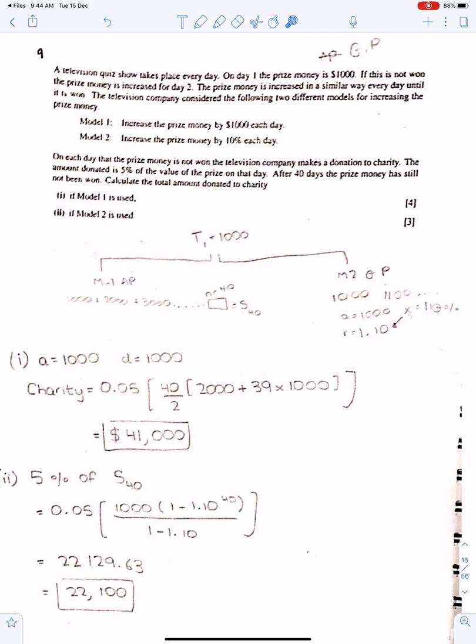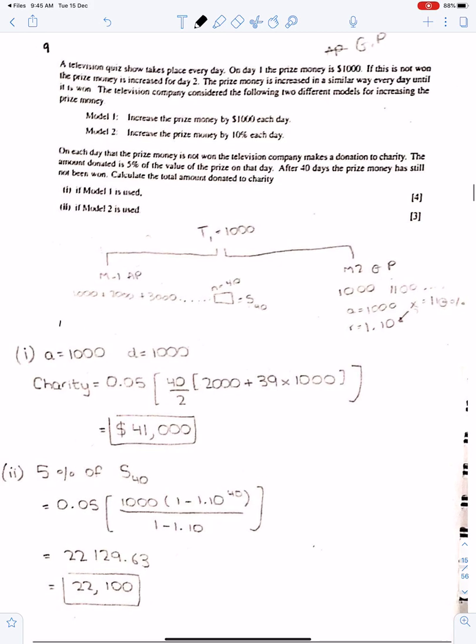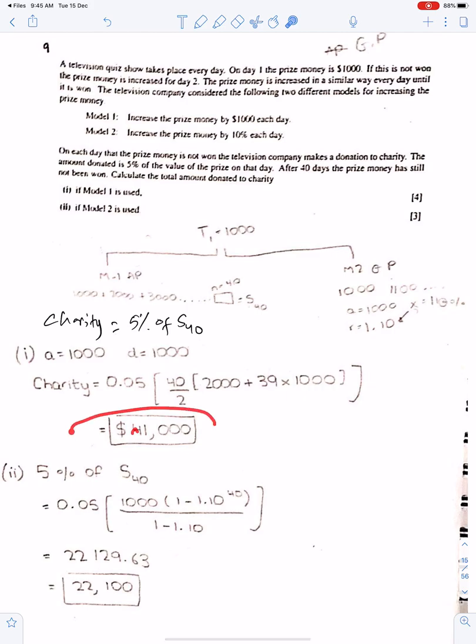This is so simple. We just need S40 first, and then we will take 5%. So this is AP. The first term is 1000, second term is 2000, and so on. We need S40 for this, and we will take 5% of S40. So charity will be 5% of S40. This is S40. Let me write this here. S40, 5% of S40, in both the cases. So this is the amount.